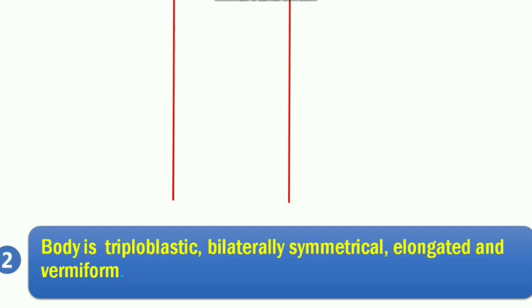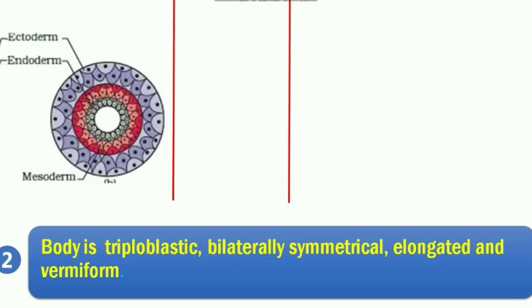Let us move to the second character. Here, annelids have a triploblastic body condition. The triploblastic body means there are three germ layers, that means the outer ectoderm, innermost endoderm, and the middle mesoderm. If these three layers are there, the condition is known as the triploblastic condition.